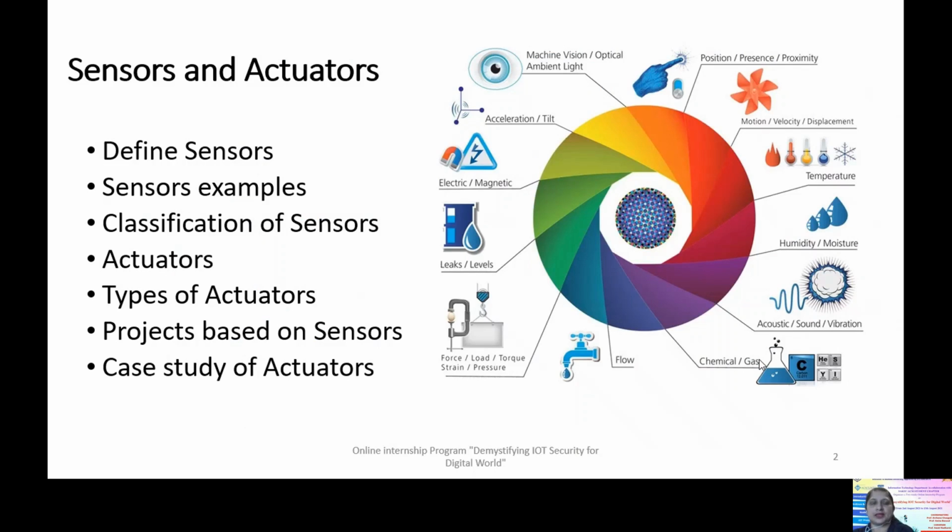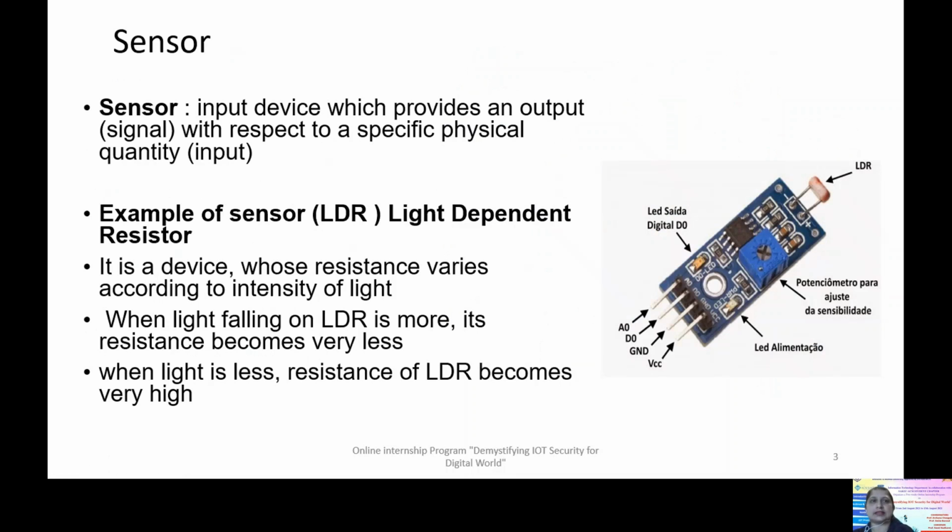Today I am going to cover the sensors and actuators topics. The topics I am covering are mentioned on the first slide. I'm going to discuss what a sensor is, what some common examples of sensors are, and what the classification of sensors is. Then we're going to discuss what actuators are and the different types of actuators. Then we will see some small projects based upon some sensors, and lastly we are going to see a small case study using actuators. To start with today's first topic, that is the sensor.